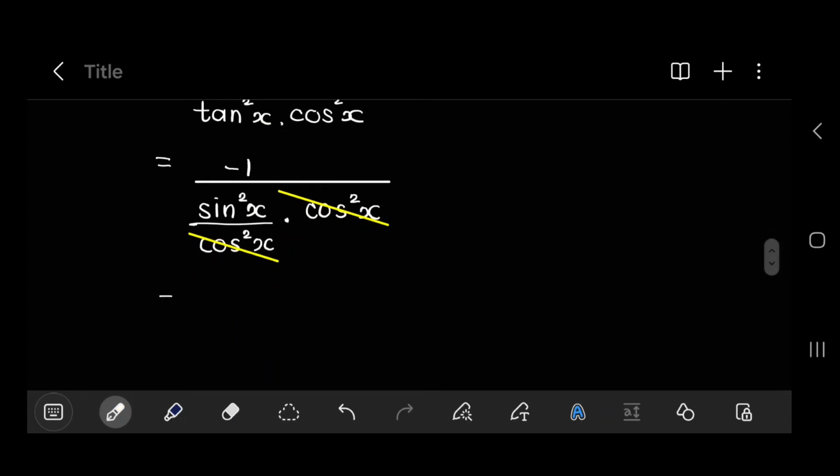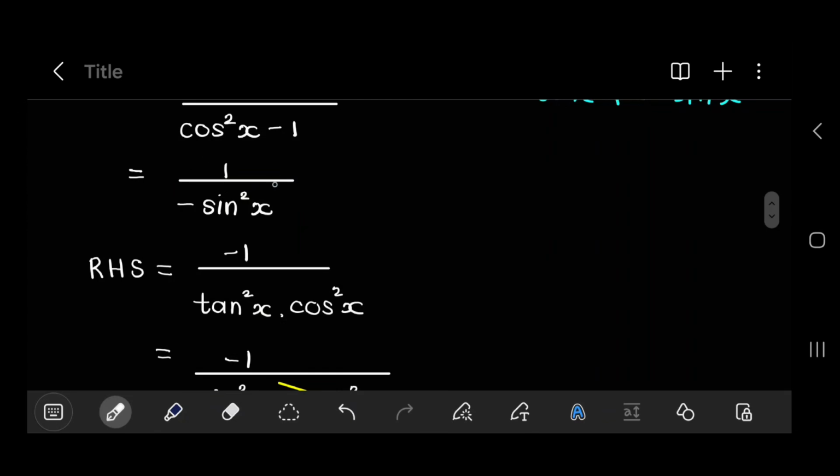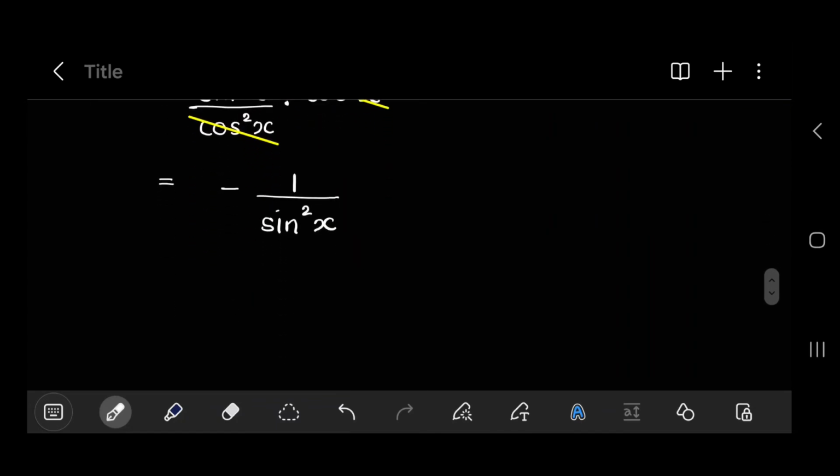And immediately we notice that we're left with negative 1 over sin squared x, which happens to be exactly the same as what the left-hand side had simplified to. So both the left and the right-hand side have simplified to the exact same fraction, which means that we can just conclude and say, therefore, left-hand side is equal to right-hand side. And that is it. So we are done here.